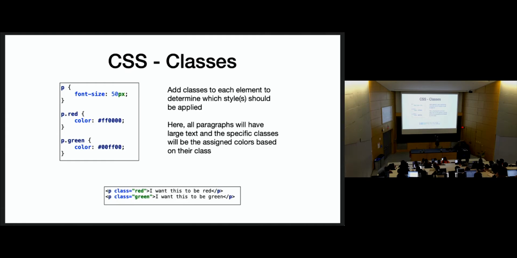CSS will support classes. If we give each of these paragraphs or any HTML element a class attribute, that's going to apply class-specific styling to those elements. So I'm saying every paragraph, then use the dot, every paragraph that has class of red, its color should be red. Every paragraph with a class of green should be green. So this gives us more control, more flexibility.